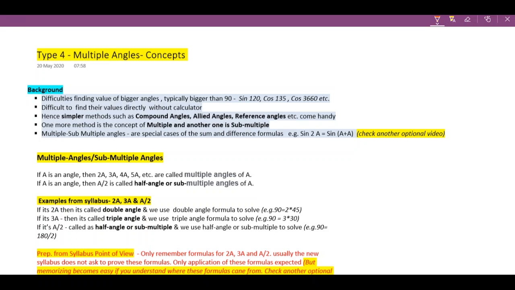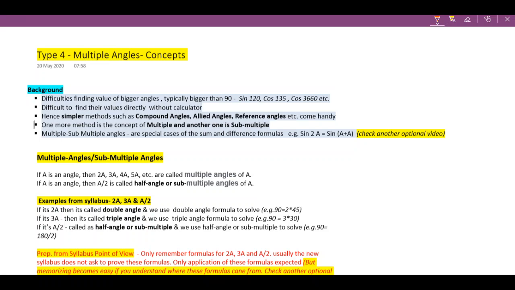In total there are 7 types, and we're talking about the 4th type of problem that you might get in the exam. Normally you just get 1 or 2 problems, either for 2 marks or 4 marks, but it's important and it's not that difficult, so let's knock it off. So what is multiple angles? If you understand why we need to use multiple angles, then you'll be able to appreciate what it is.